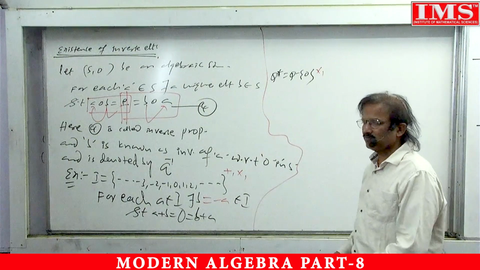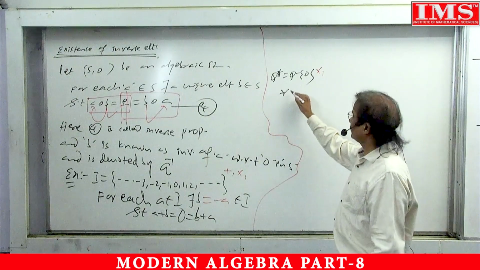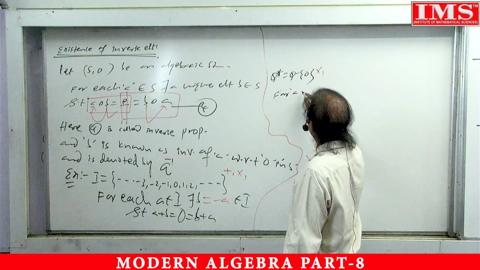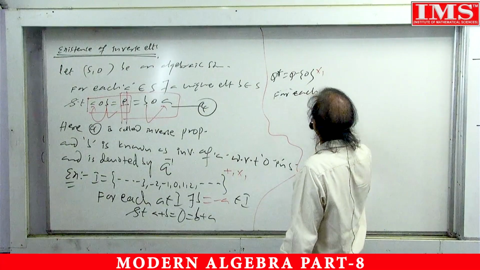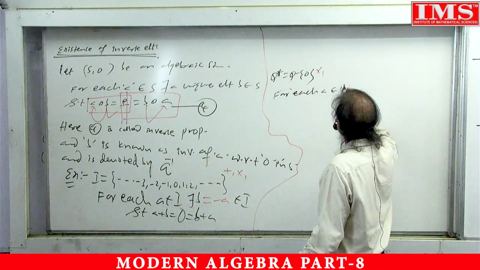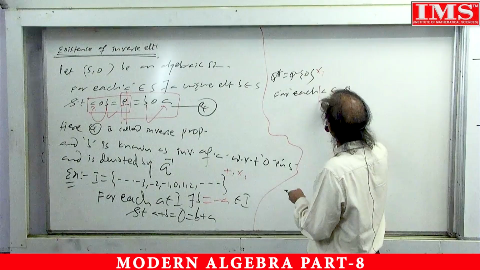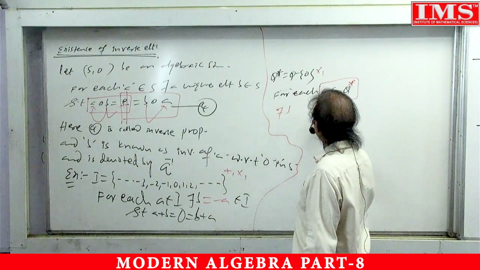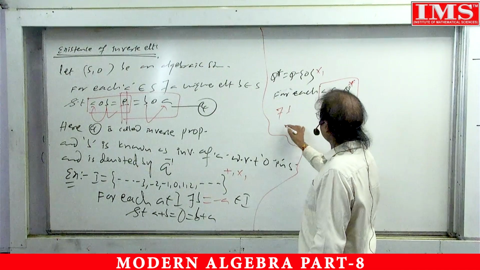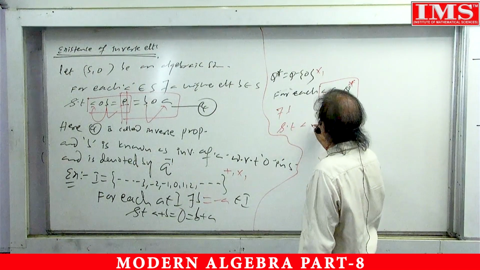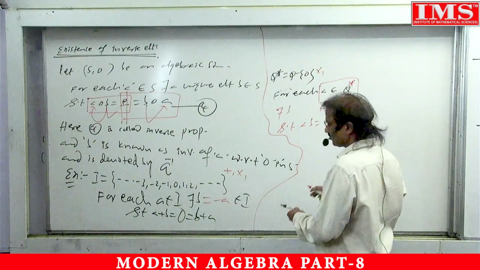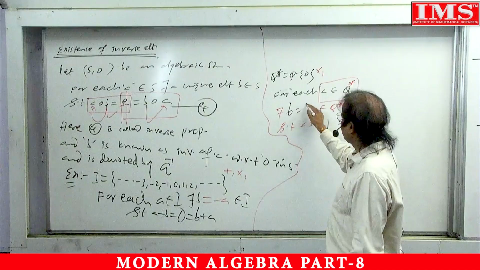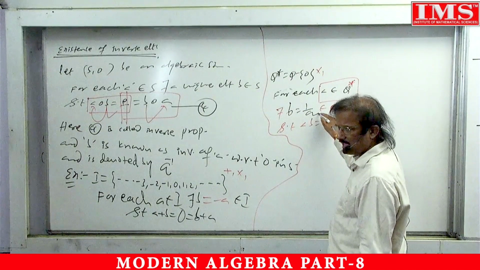Okay. Now I am going to write for each, not for all. For each A belongs to Q star, there exists some B belongs to Q star such that A into B is equal to B into A, which is equal to what do I get here? 1. To get 1, what should B be here? 1 by A. Okay.